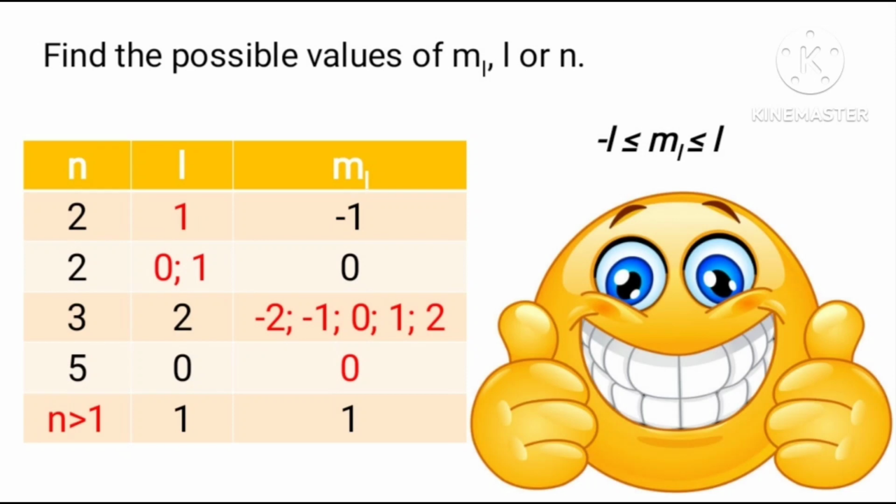For n is 5, l is 0. If l is 0, ml is always 0. And the last one, l is 1, ml is 1. L, we said, can be 0 to n minus 1. It means n here is not 1, it should be more than 1. n can be 2, can be 3, can be 4, etc. If l is 1, n will be more than 1.